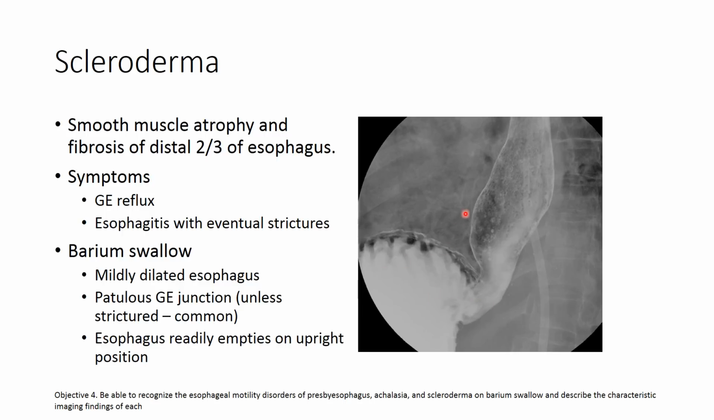But again, the main difference is the opening is widely patent. When we put the patient up, barium will just flow right through there, whereas in achalasia it does not.